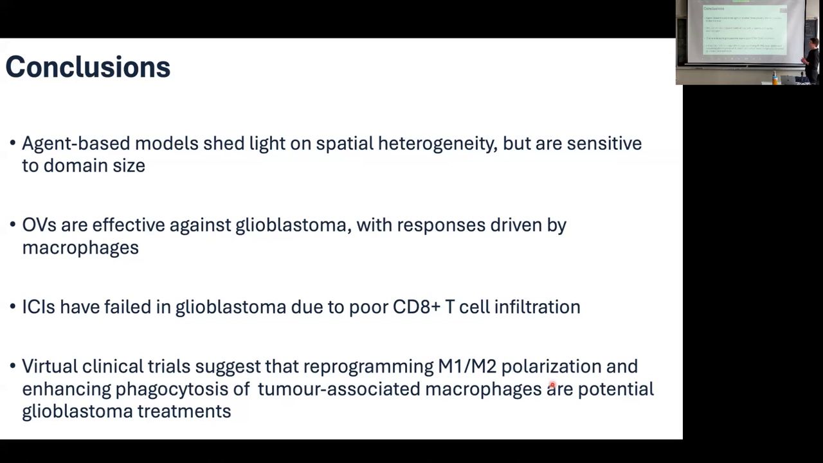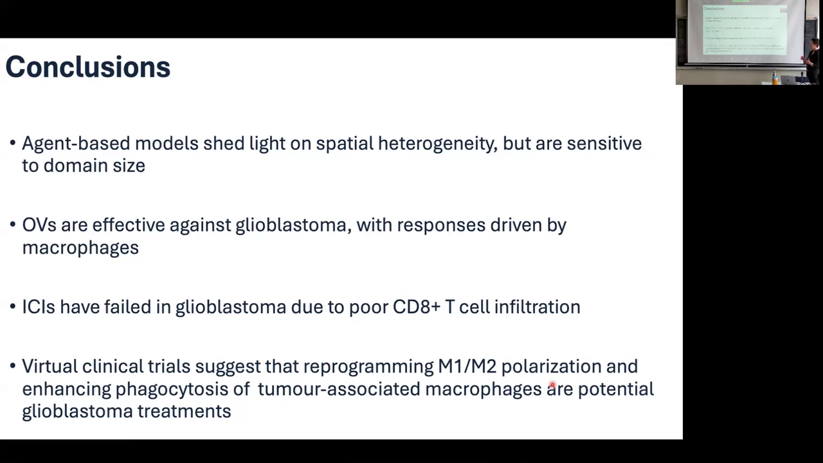OVs seem effective against glioblastoma. And the responses in both our agent-based model and also in ODE models have looked like they're mostly driven by macrophages. This isn't that surprising. Macrophages in an infection are probably the most important cells. They are, at least in flu. They can be in something like COVID-19. And the different polarizations of these macrophages has an impact on how the tumor microenvironment is interacting, like the secretion of cytokines.